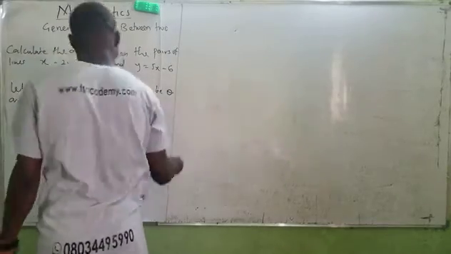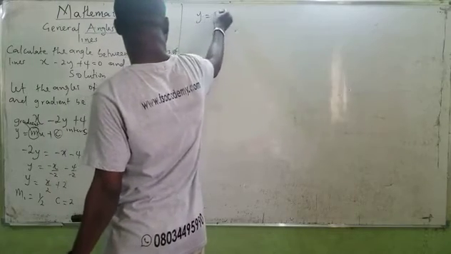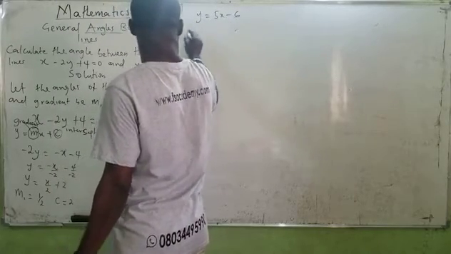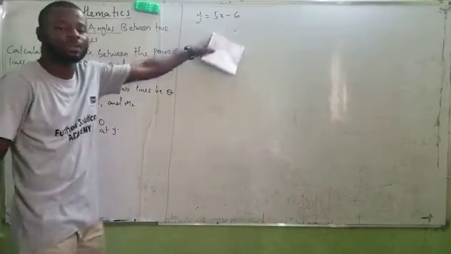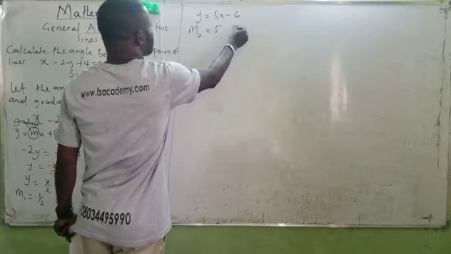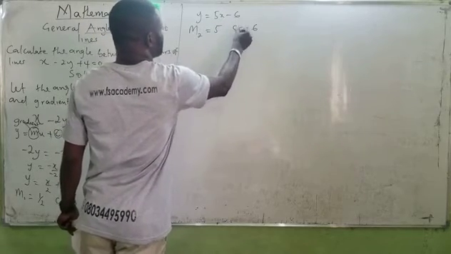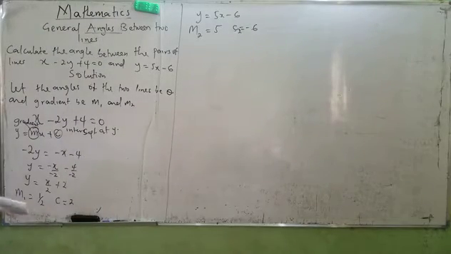Now, I will move on to the m2. My y equals 5x minus 6. It means without any problem, my m is already arranged. It means my m2 equals 5. My c equals what? Minus 6. This is c2.